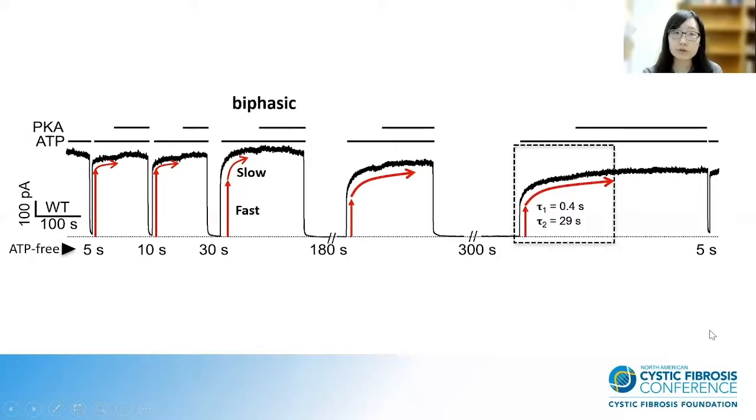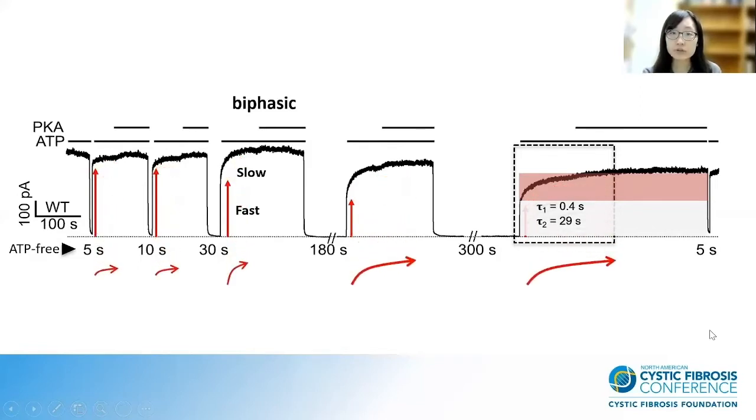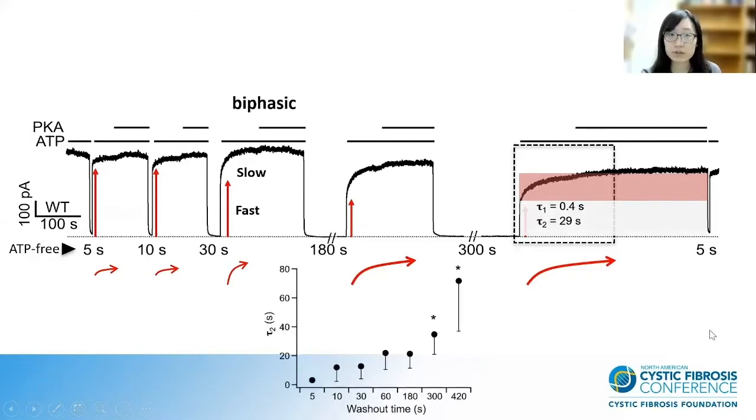If we fit the curve with a double exponential function, we get 2 time constants. This biphasic course suggests that after prolonged ATP washout, there are at least 2 populations of channels. One reacts to ATP rapidly, the other somehow reacts slowly. And this time constant 2, or tau 2, reflects the speed at which the current recovers in this second phase. And as you can see, with longer washout, this tau 2 gets larger, meaning that the current recovers slower.